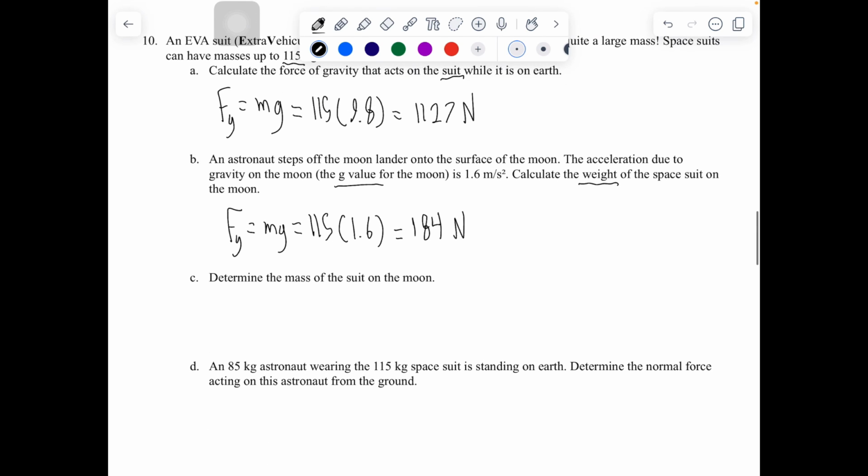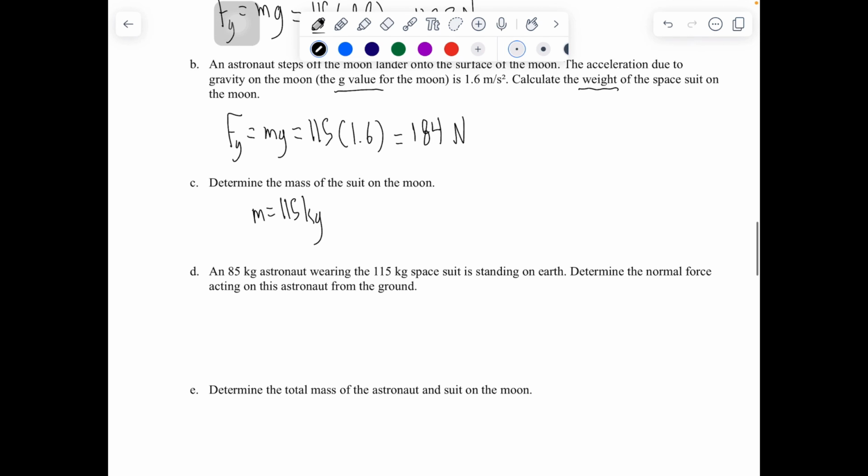Mass of the suit on the moon. Mass doesn't change. Mass is still the 115 kilograms. The 85 kilogram astronaut wearing the 115 kilogram spacesuit is standing on Earth. Determine the normal force acting on this astronaut from the ground.